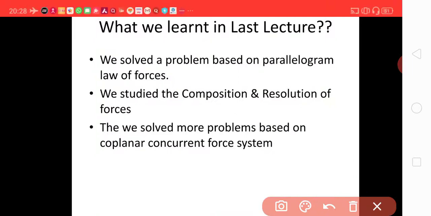Then we studied the composition of forces and resolution of a force. Composition means finding the resultant of a system of forces, and resolution means finding the components of a single force. Then we solved more problems based on the coplanar concurrent force system.